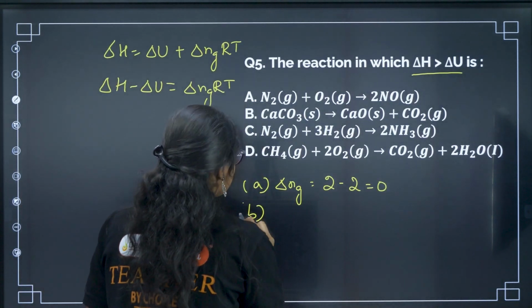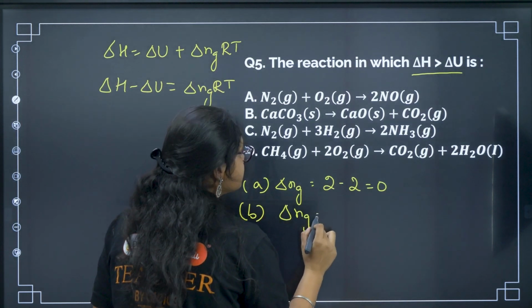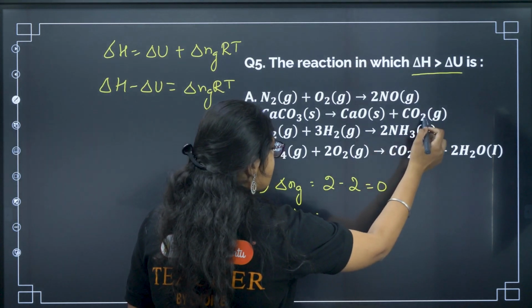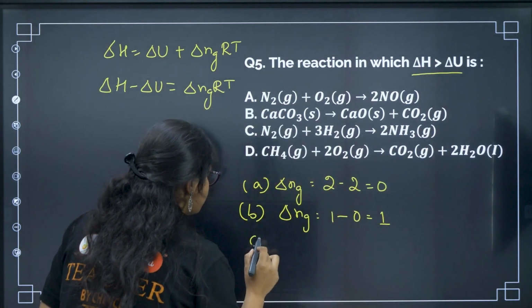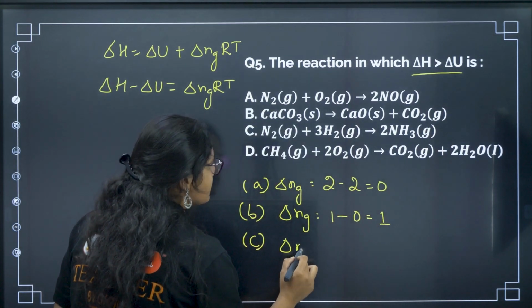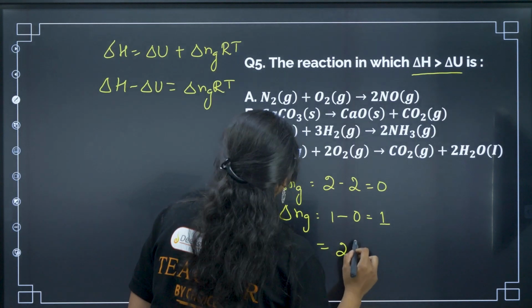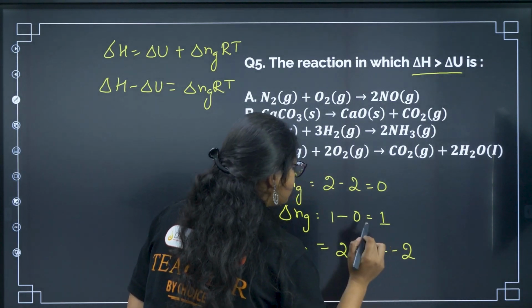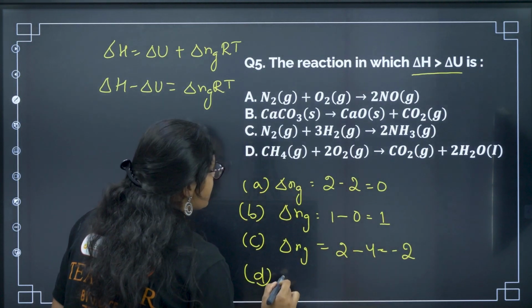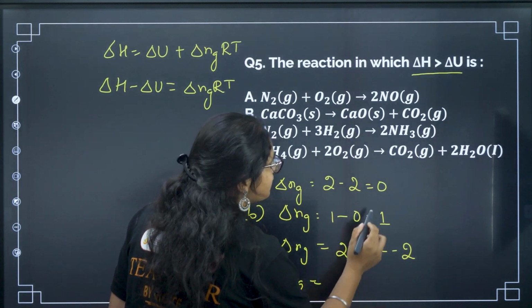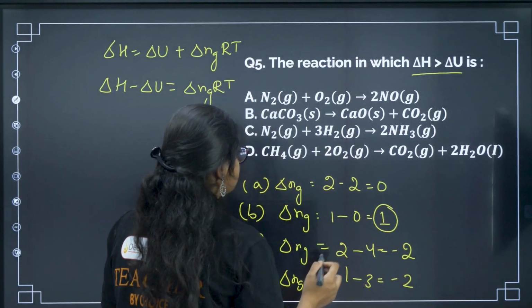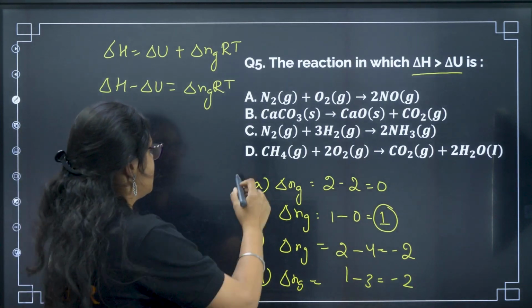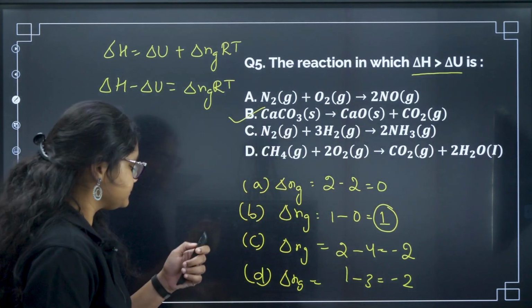Now if you check option B, here delta Ng is, on the product side only 1 and on the reactant side 0. So 1 minus 0 is 1. So this can be the answer. Let us see option C, delta Ng is 2 minus 4, that is equal to minus 2. So this is negative. For the last option, delta Ng is equal to 1 minus 3, that is again minus 2. So the correct answer for this question will be option number B. Delta Ng should be positive.